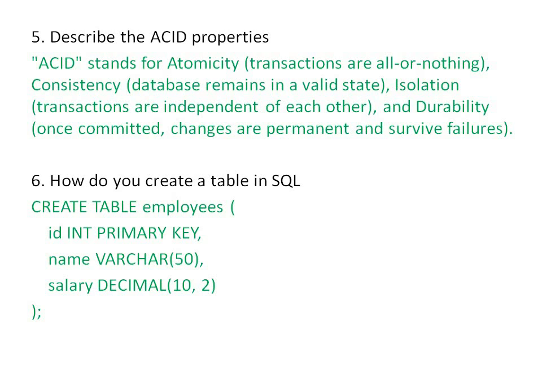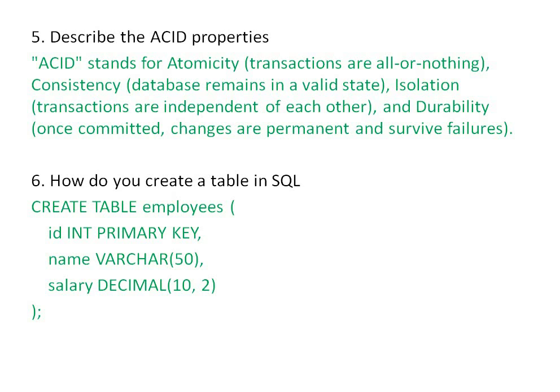Isolation. In a case where multiple transactions are taking place, the transactions should be independent of each other, which refers to isolation. And durability is, once committed, the changes are permanent, even if there is any failure, it does not show any change in the transaction.